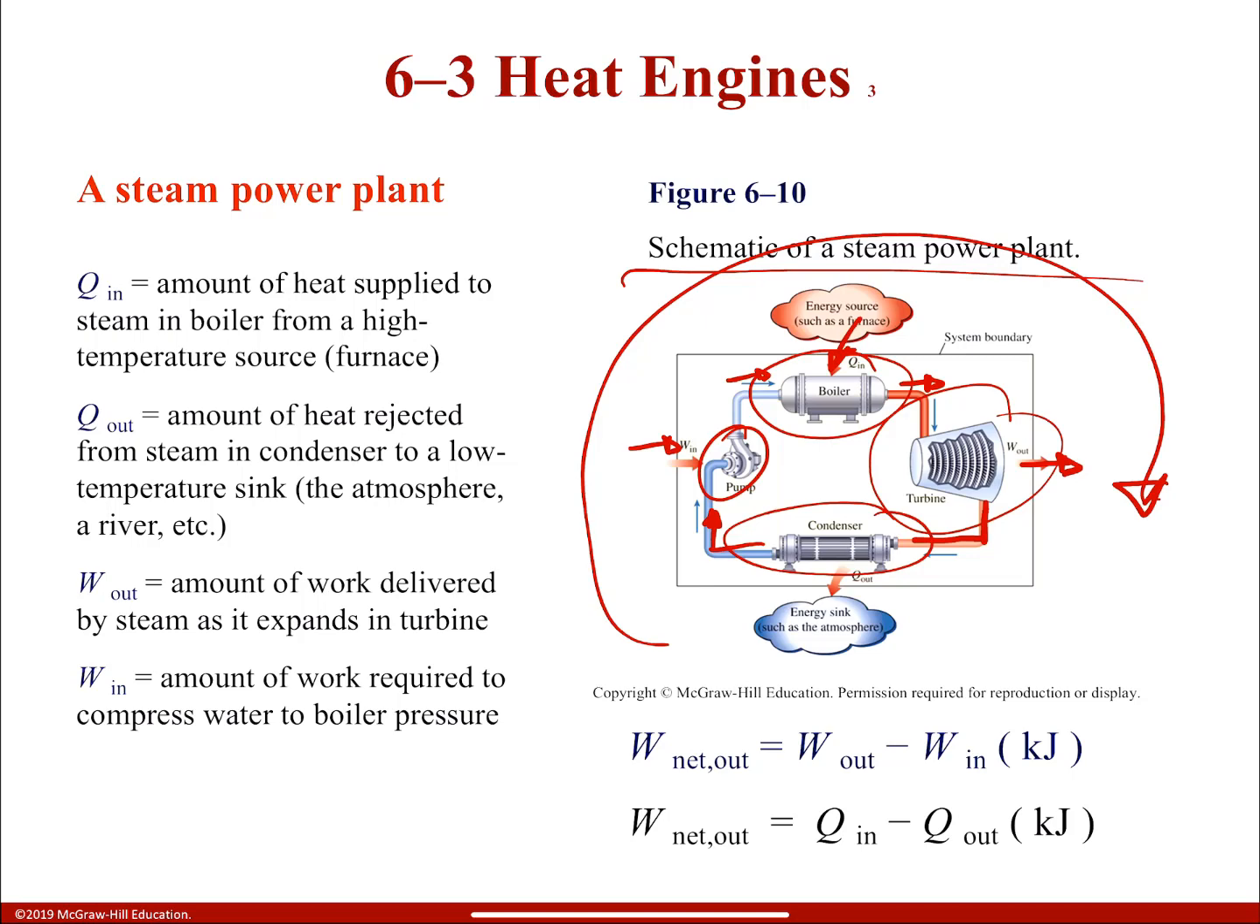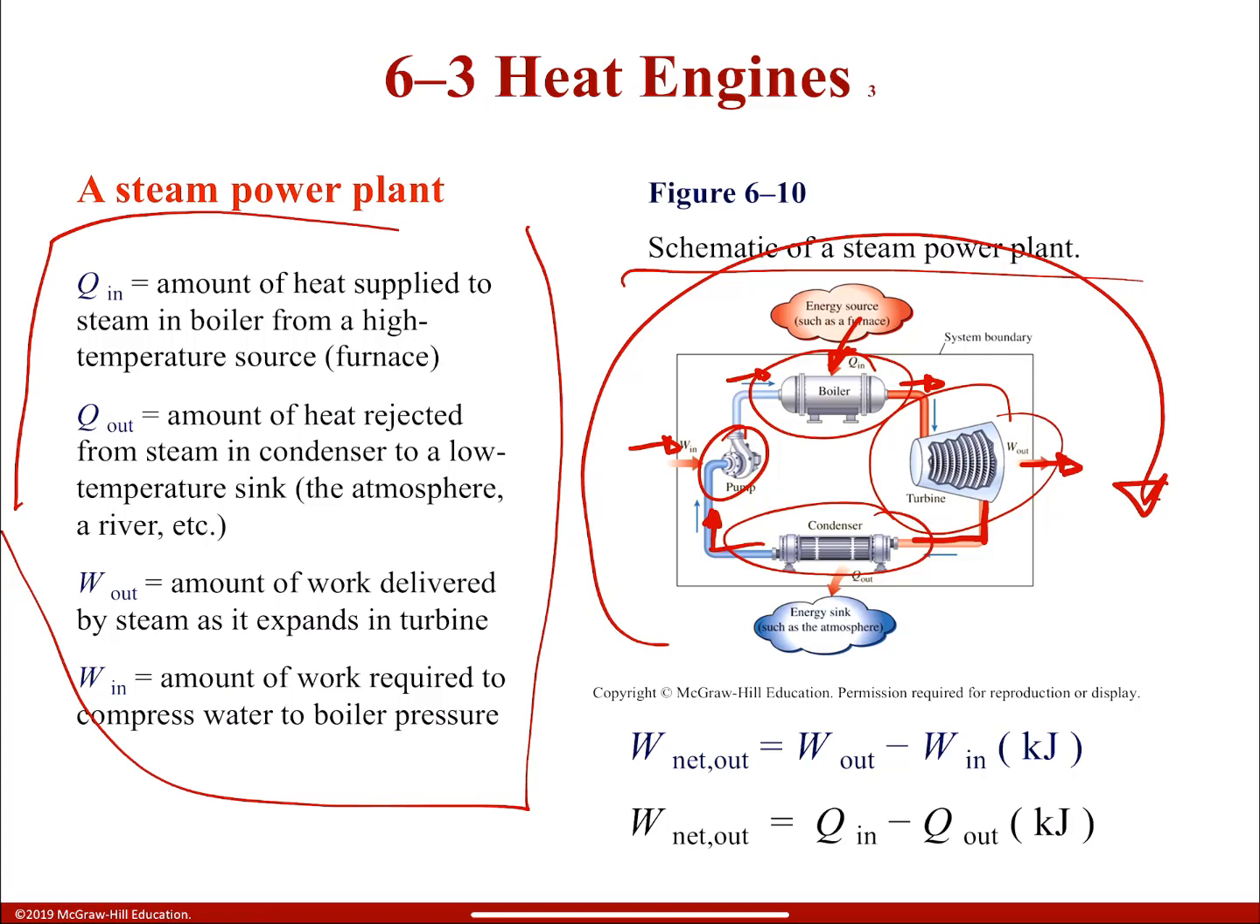If we take a look at this slide, it has important information. Qin is the amount of heat supplied to the steam in the boiler from a high temperature source, the furnace in this case. Qout is the amount of heat rejected from the steam in the condenser to a low temperature sink, such as the atmosphere or a river. Wout is the amount of work delivered by the steam as it expands in the turbine, and Win is the amount of work required to compress the water to boiler pressure.